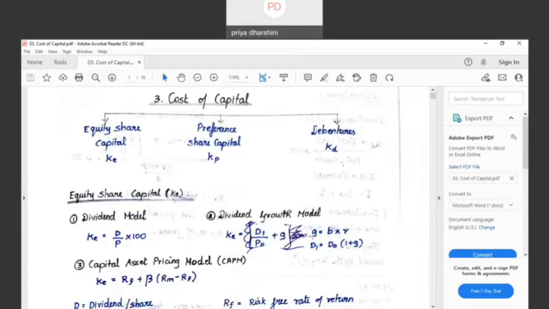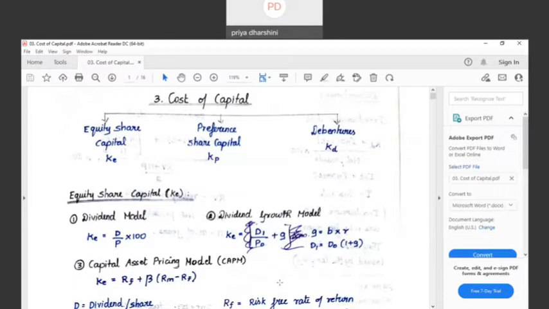How is this growth rate measured? It is b into r. What is b? It is the extent of retained earnings. Retained earnings will grow at the respective rate of return. So, how do you measure the cost of equity? It is the dividend, which is the expectation of equity shareholders. If you are following the dividend model, it is simply D by P into 100. If it is the dividend growth model, it is D1 divided by P0 plus G, where G is the growth rate.